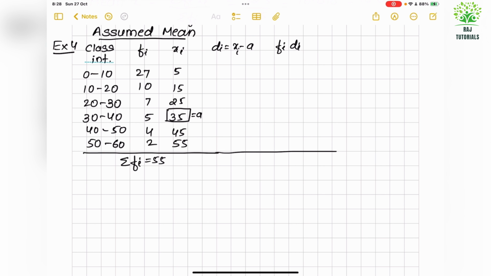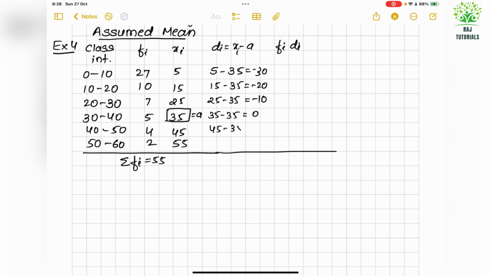Now it says di equals xi minus a. So xi is 5, minus 35 which is a, so that will be minus 30. Then 15 minus 35, so minus 20. Then 25 minus 35, so that is minus 10. 35 minus 35, so that will be 0.